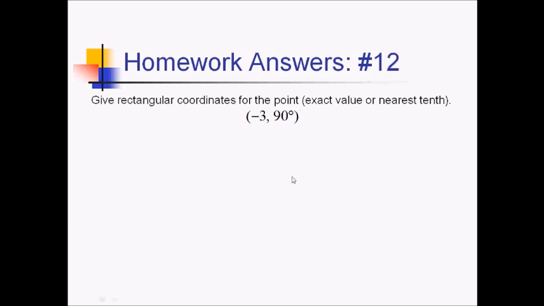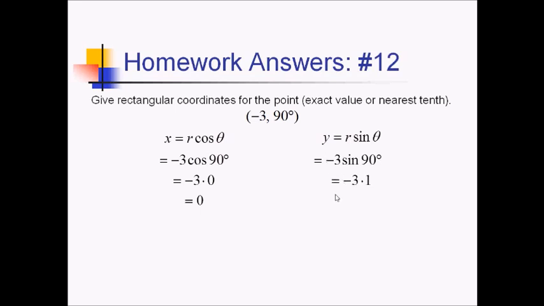For number 12, we're trying to get rectangular coordinates for this polar point. For the x value, that's going to be r times the cosine of theta, so -3 times cosine of 90. We can actually do this without a calculator. Cosine of 90 is 0, so this is just 0 for this. And then for the y value, we need r times the sine of theta, so -3 times sine of 90. Sine of 90 is 1. Negative 3 times 1 is just negative 3. Making sure we actually write a point out of all this, that was the point of this, right? We've got 0, comma, negative 3.